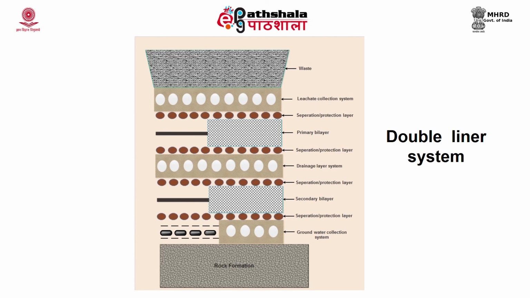Here you can see below the waste you have a leachate collection system which may or may not be lined with a geonet, and you have a primary barrier. Between the layers you have a separation or protection layer which can be made up of geotextile. What I mean to say is the primary layer is lined on both sides with a protection layer which is a geotextile, and below this primary layer you have a drainage layer, the intermediate drainage layer which I told you is used for collection of leachate and gas. Now below this drainage layer again you have a secondary barrier lined on both sides with a protection layer which is a geotextile, and finally the last layer, which is an optional layer, is the groundwater collection system which will have drainage pipes lined with geonet which is used for collecting the groundwater.